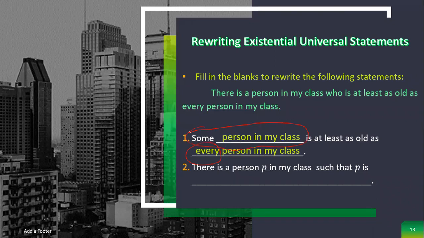All right. So there is a person P. We make use of the variable P here to denote a person in my class such that P is at least as old as every person in my class. So this is for the existential part, and this is for the universal part.